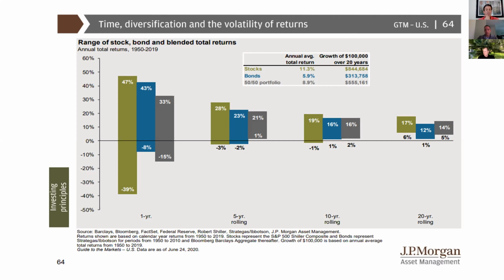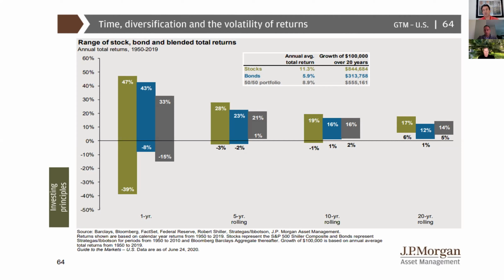Now, the worst 5-year rolling period, right? So that's 1950 to 1955, 51 to 56, 52 to 57, a lot of data sets. The worst return you had over a 5-year rolling period was negative 3% per year. The best return you would have had is 28% per year. Now let's go forward to 10-year rolling periods. Now the worst thing you would have seen is negative 1% per year. The best is 19% per year.